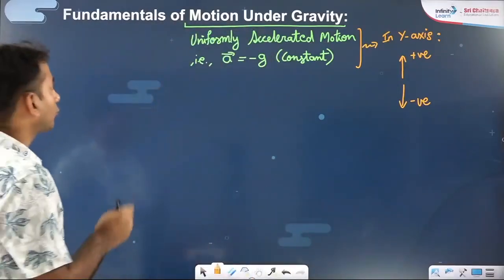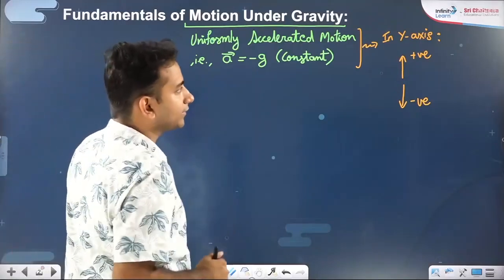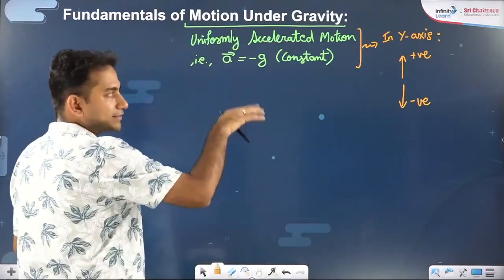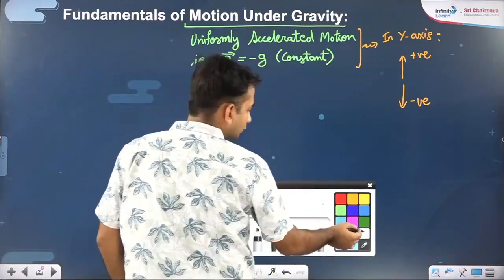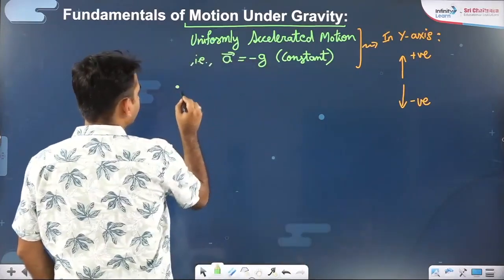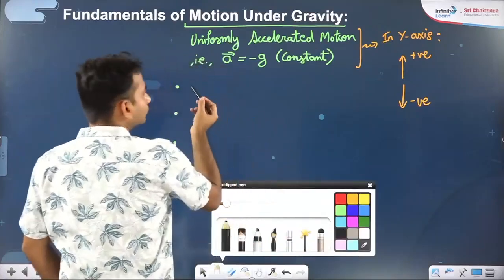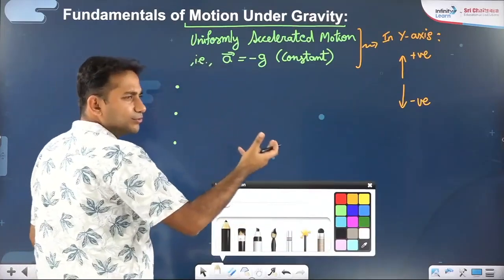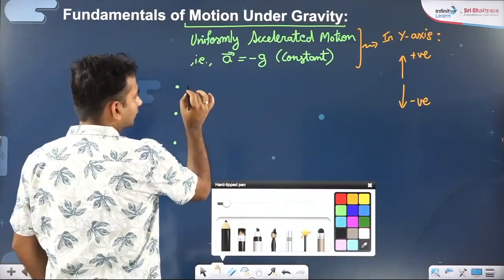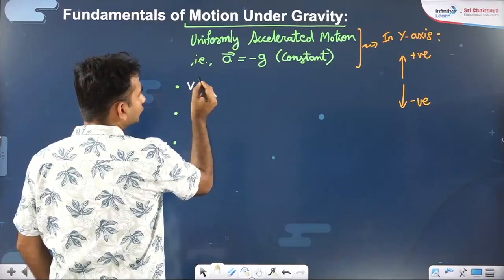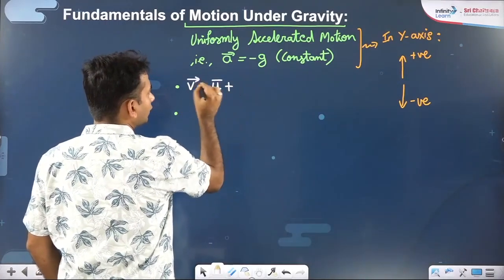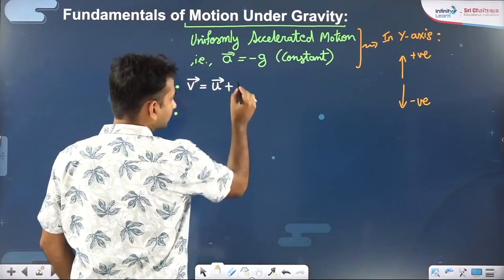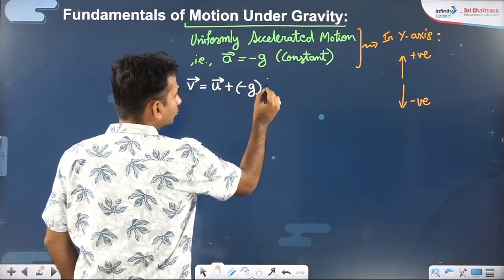So the topic name is Galileo's formula, which we are taking right now. In the y-axis, this convention we are going to follow. Naturally the equations which you are going to use are s equals ut plus half at square, v equals u plus at, those equations. I'll start with the fundamental one: v vector equals u vector plus a vector into t. So v vector is equal to u vector plus minus g into t.